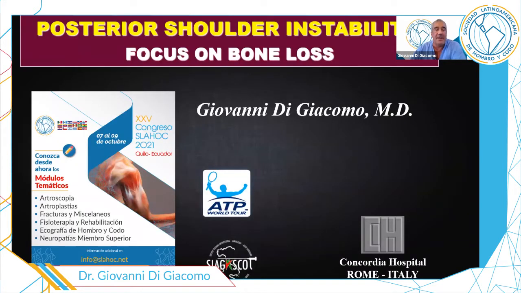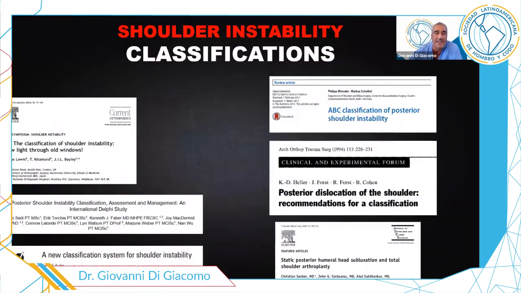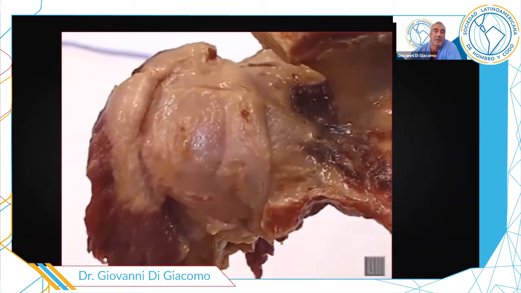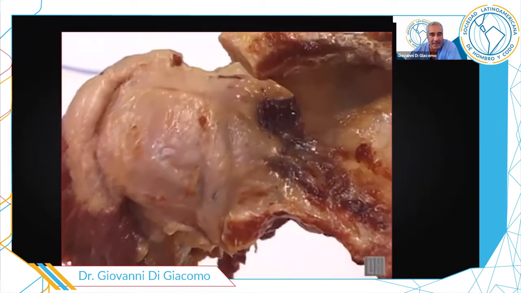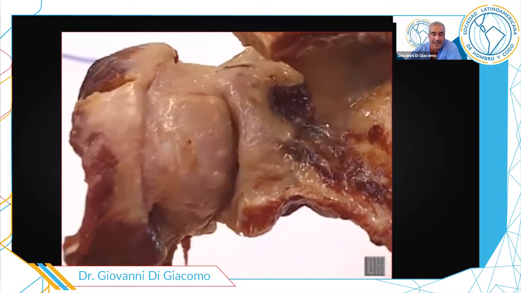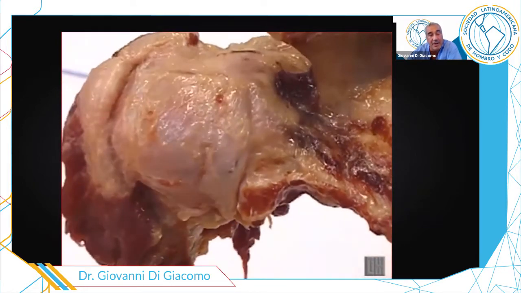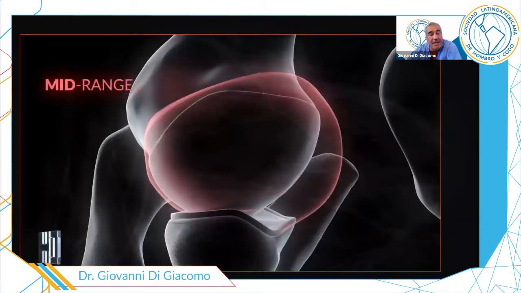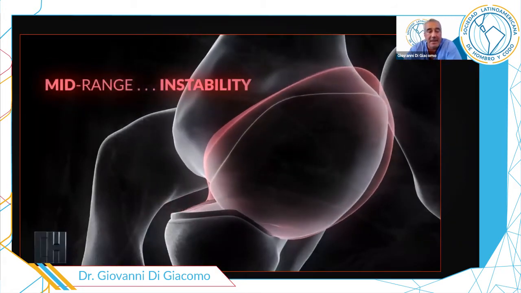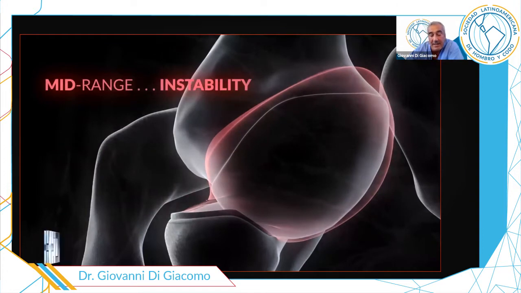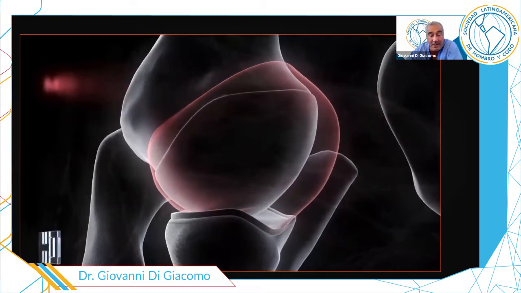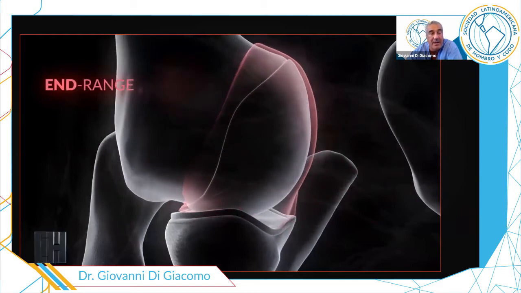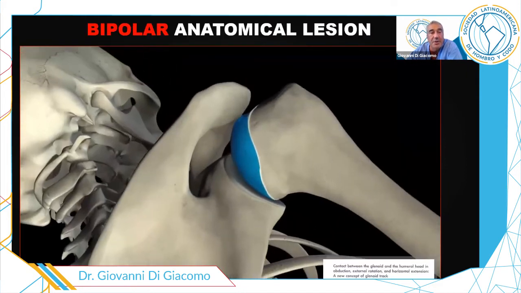My task in these 10 minutes is to speak about posterior shoulder instability. If you look in the literature, there are a lot of classifications. Just a fast reminder: the stability in the glenohumeral joint is guaranteed through the ligaments, especially at the end range of motion, and the bone integrity in anterior and posterior instability is guaranteed by the glenoid integrity and humeral head integrity. So ligaments are very important in the end range of motion, and the mid-range is guaranteed through the bone.